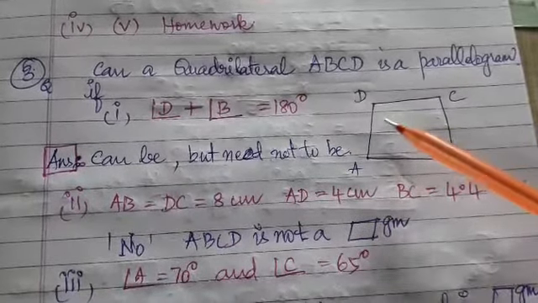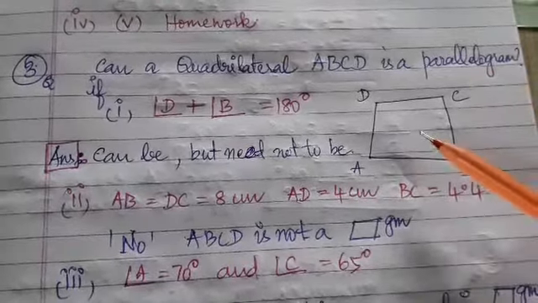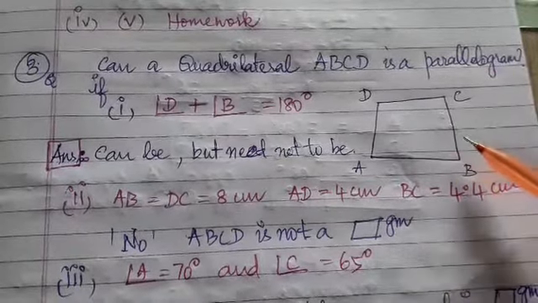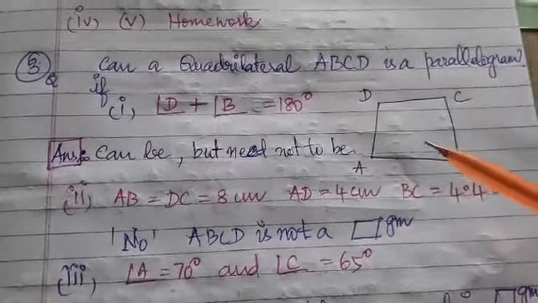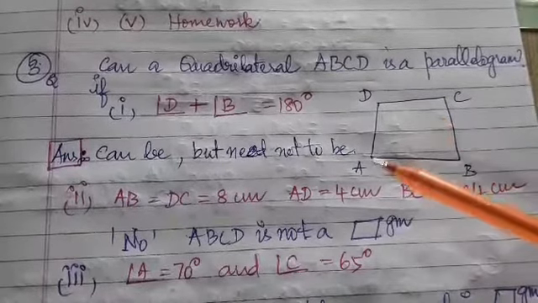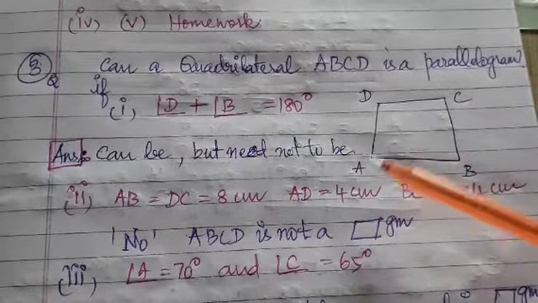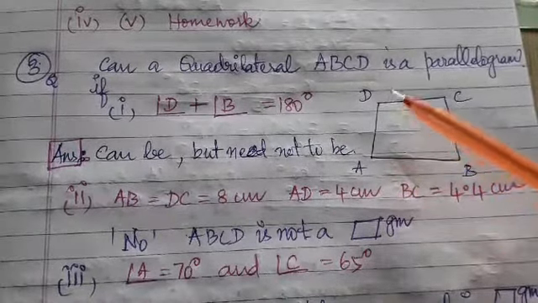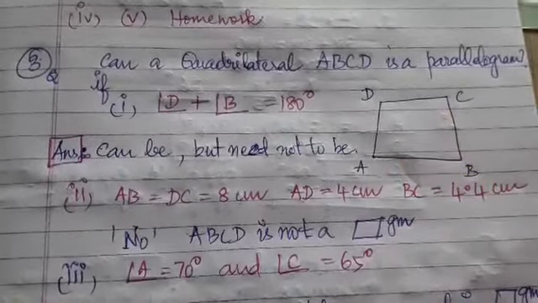Opposite angles will be equal in a parallelogram. So it is not a parallelogram. ABCD is not a parallelogram. Suppose B and D, here it is coming, instead of A, B is coming. Here D is there, meaning one side interior angle is 180, then there will be a chance.